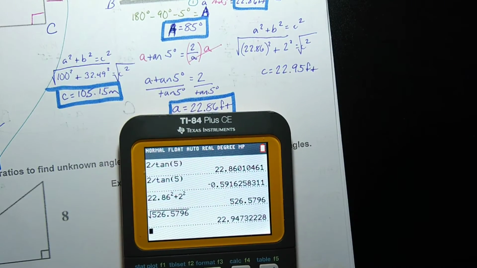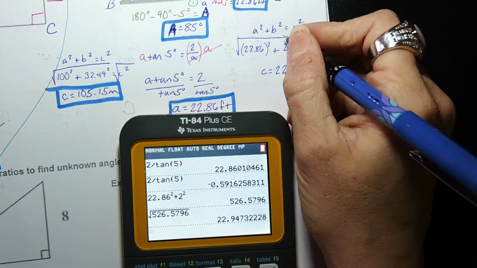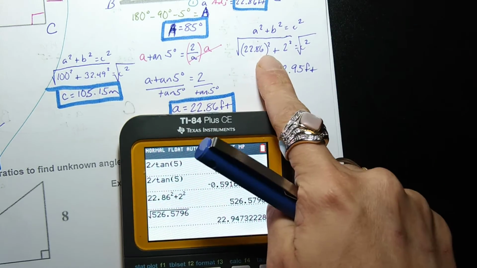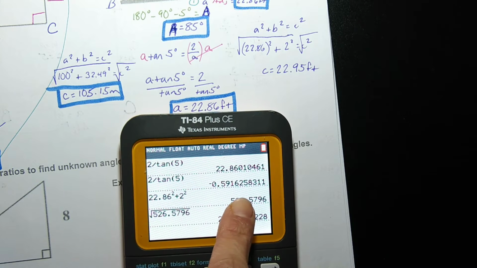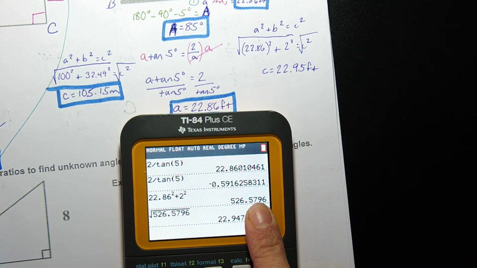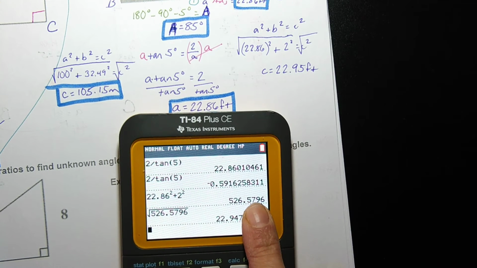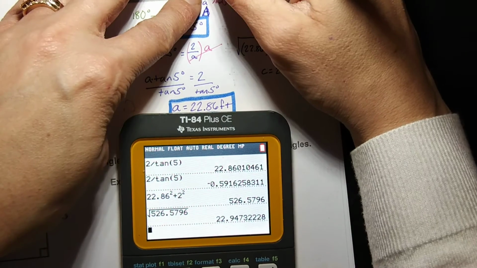So check your rounding very carefully. Make sure that you used your stored value here. So I did 22.86 squared plus 2 squared, got this, and then I square rooted that exact answer, and then I don't round until the very end. We want as little error as possible. Third digit is enough to bump us up, so it becomes 22.95 feet.